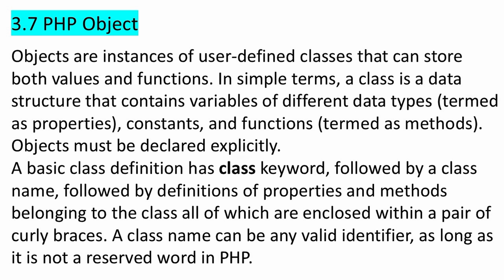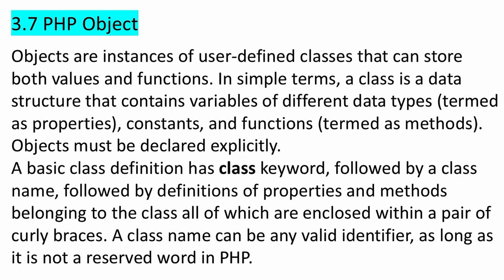Inside the class, you define the properties and methods enclosed within curly braces. For example, you could write something like class Car { public $color; function start() { echo "Car started"; } }. Here, color is a property, and start is a method.